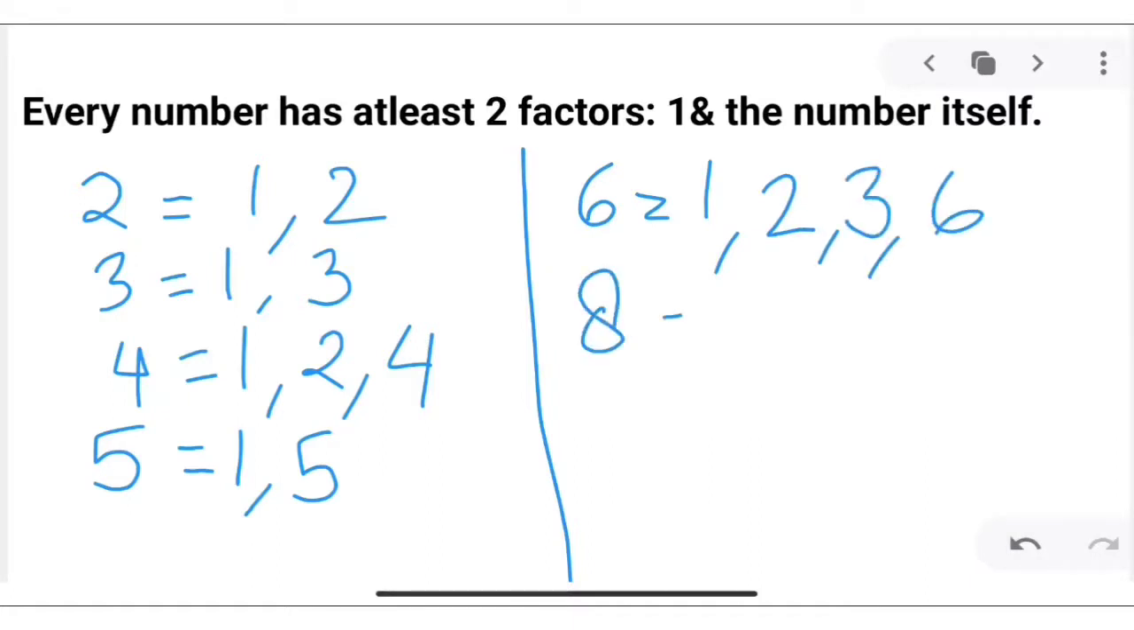Similarly, factors of 8 are 1, 2, 4 and 8. So as we can see here, every number has at least two factors.